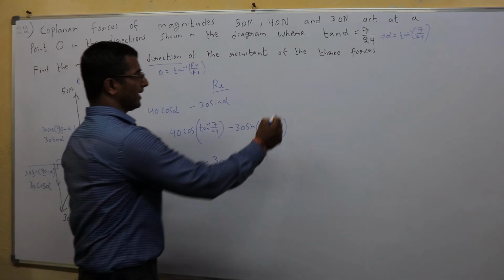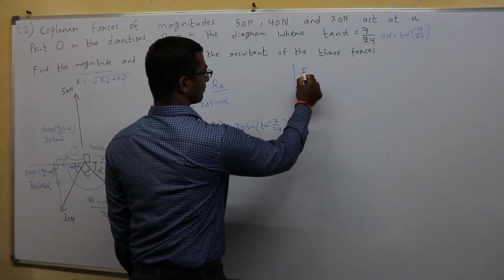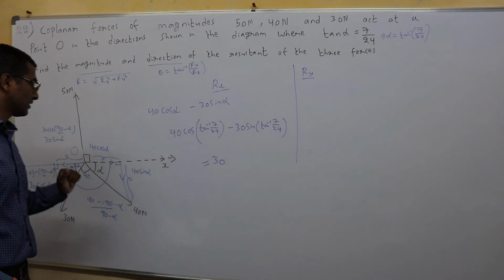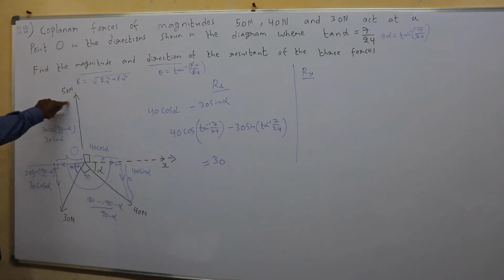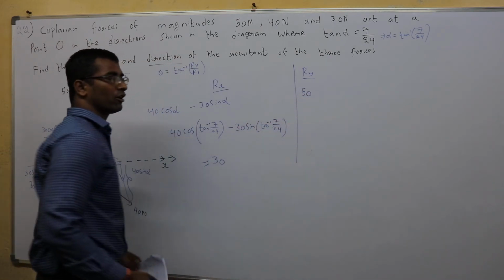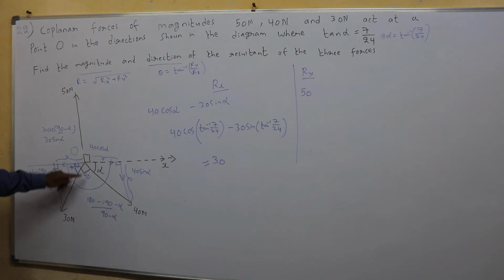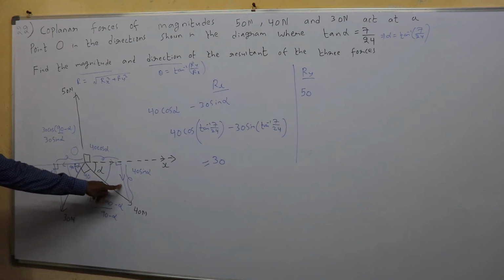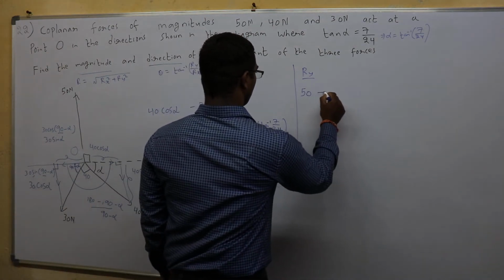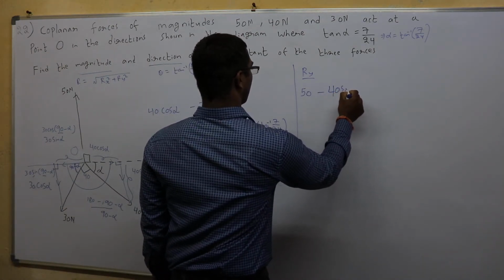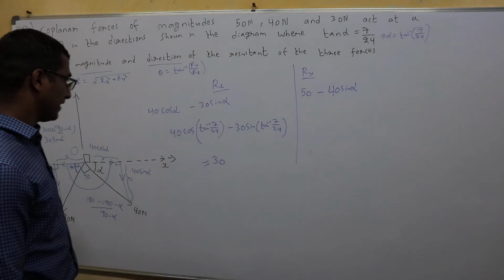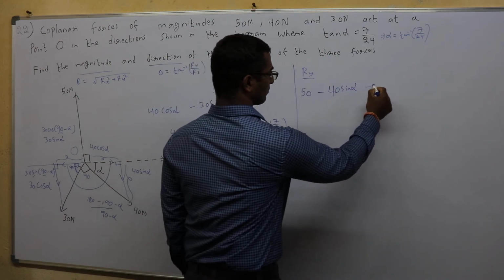Now Ry. What all are acting in the positive y direction? Above, only 50 is acting. So 50. What all are acting in the negative y direction? 40 sin alpha is acting negative and 30 cos alpha is acting negative. So minus 40 sin alpha and minus 30 cos alpha.